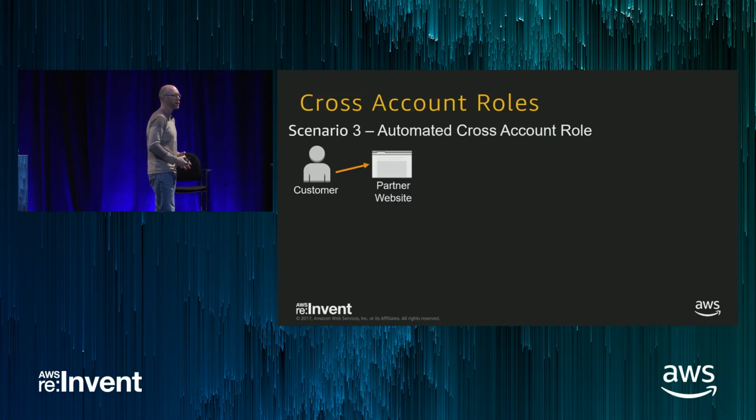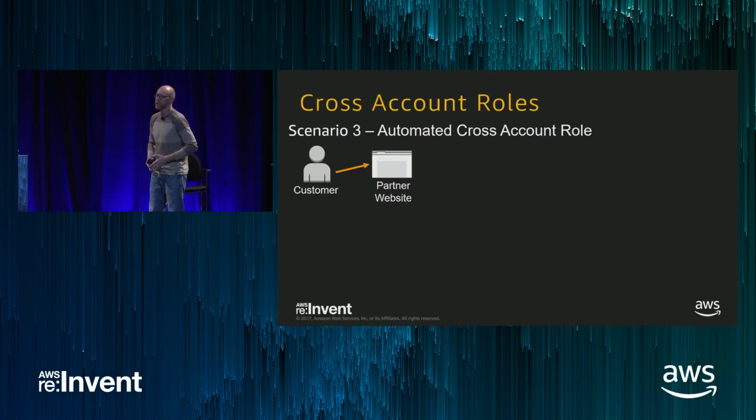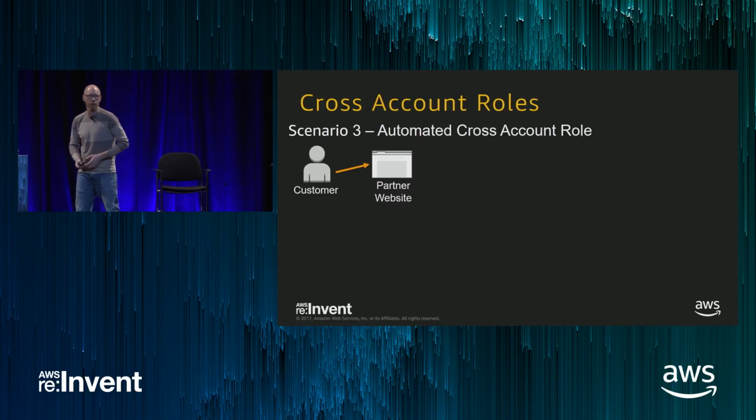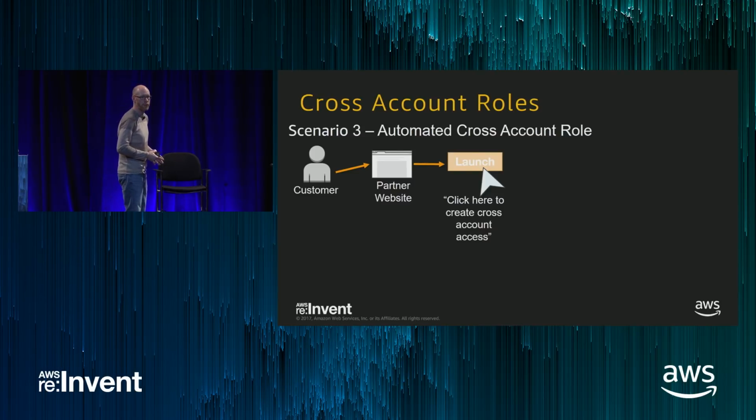Well, let's take a look at what that workflow would actually look like. There's a lot of steps in this workflow, but there is very little work that a customer would actually have to do in this case. So in this scenario, the customer goes to the partner website. They provide their account number just like that partner asked. They're going to have a little button or a link or something that the partner would create that actually allows them to click here to create cross-account access.